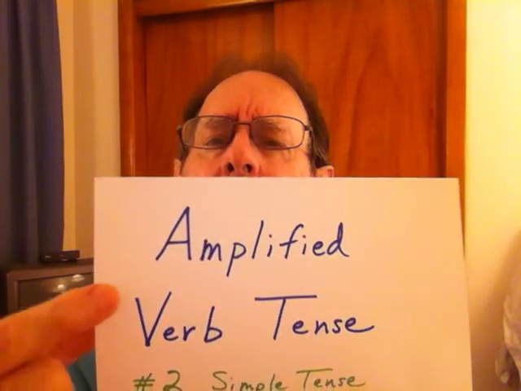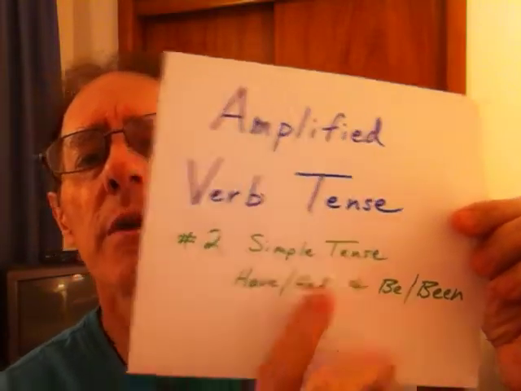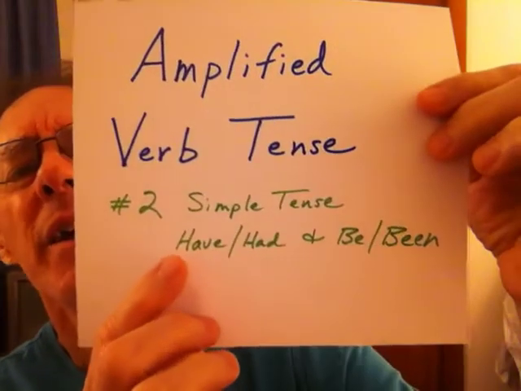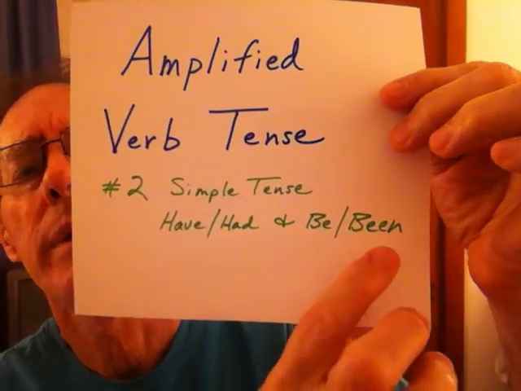As you might recall, I developed, or you might say invented, a thing called amplified verb tense. I took the concept of verb tense and tried to make it better, tried to refine it, and so now we're on our second video. And in this second video, I'd like to talk about the simple tense, specifically the simple present tense, and talk about the helping verbs or auxiliary verbs have, had, be, and been.